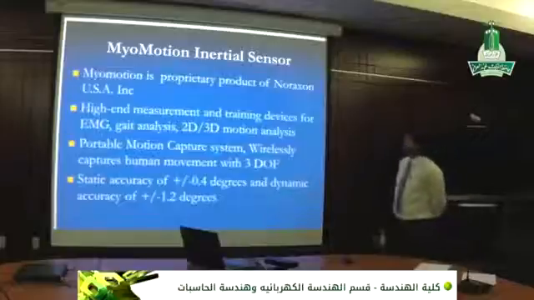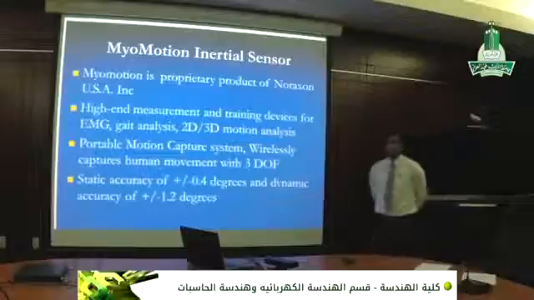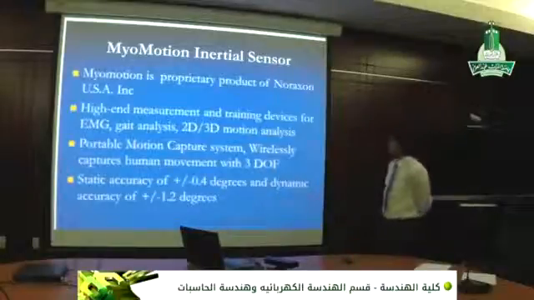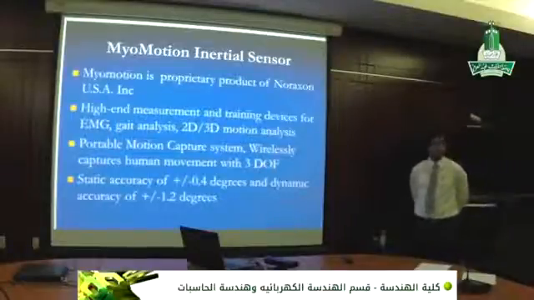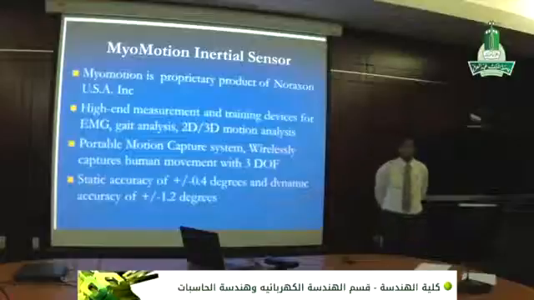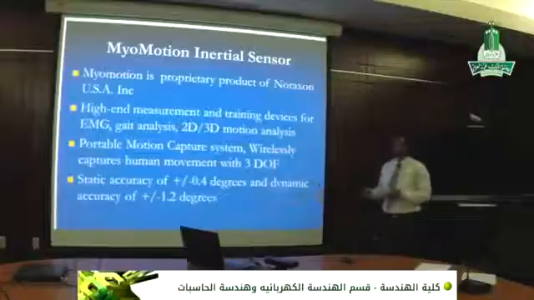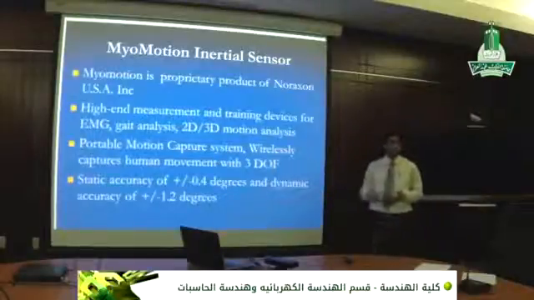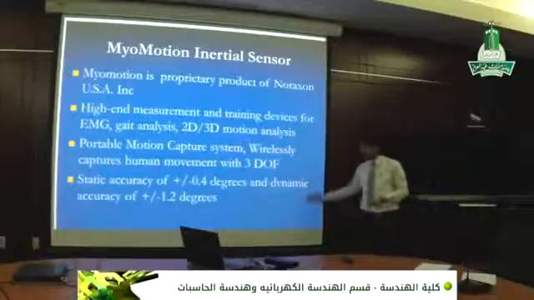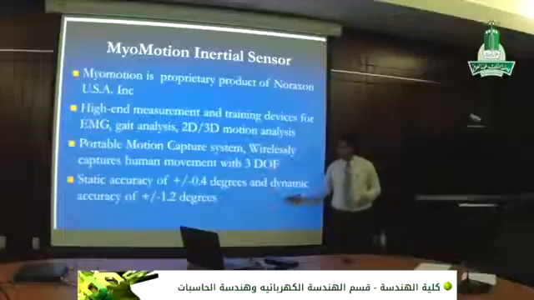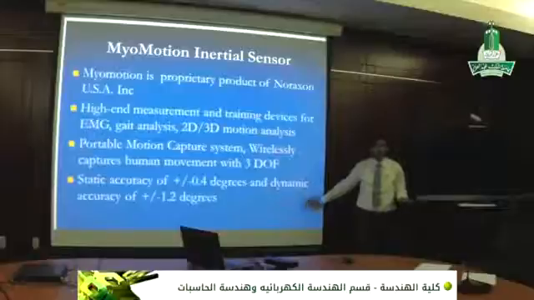In order to conduct the study, we used inertial sensors, which were motion inertial sensors. It is a proprietary product of Noraxon, USA. It provides high-end measurement and training devices for 2D and 3D motion analysis. It also provides a facility for portable motion capture, and it wirelessly transmits the data, providing 3 degrees of freedom for the joints. It has a static accuracy of plus or minus 0.4 and a dynamic accuracy of plus or minus 1.2 degrees. We kept this as a standard or baseline for our study.